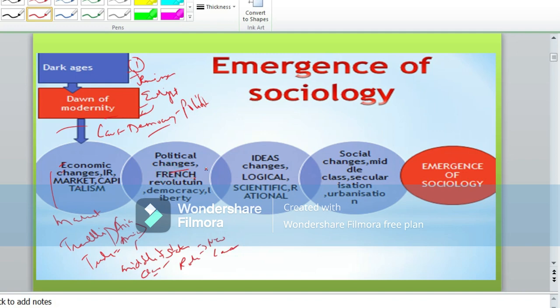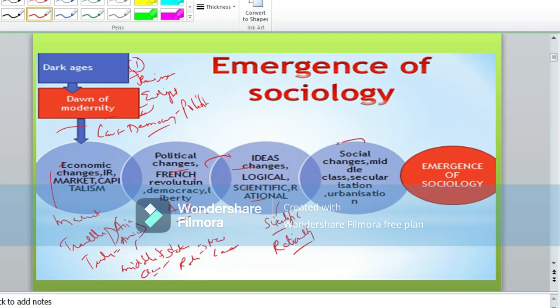No political change occurred. French Revolution: democracy, liberty. Similarly, the American Revolution: no taxation without representation. And ideas changed in a logical, scientific and rational manner. People started scientific inquiry into everything. Rationality developed: that anything existing is due to a certain reason or certain logic.